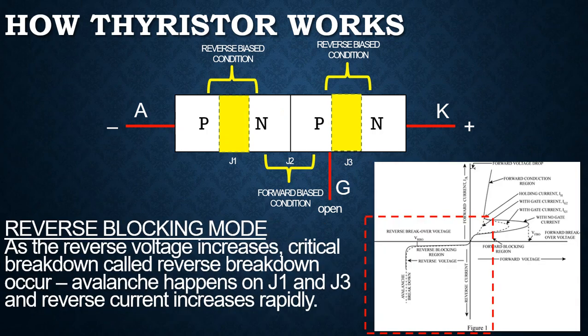In reverse blocking mode, let's look at the reverse condition at the characteristic curve at the right side. As the reverse voltage increases, critical breakdown called reverse breakdown occurs. Avalanche happens on J1 and J3 and reverse current increases rapidly. This condition may damage the thyristor. In this mode, thyristor is out of state.